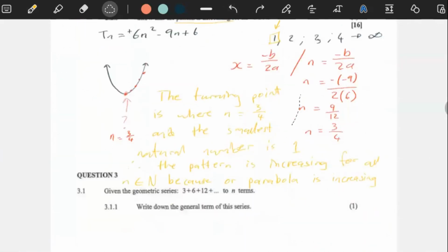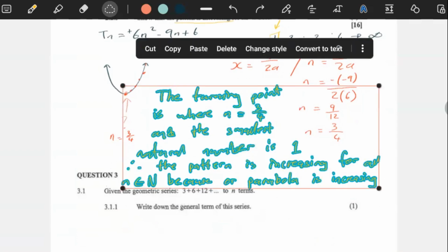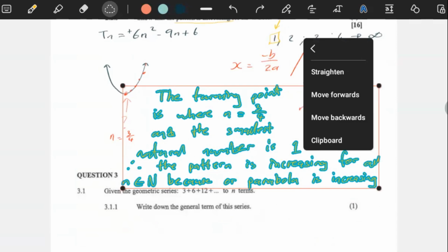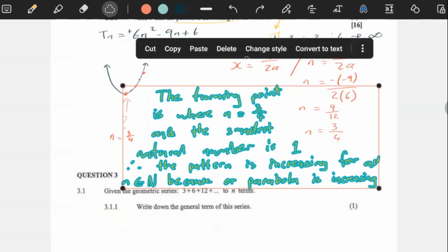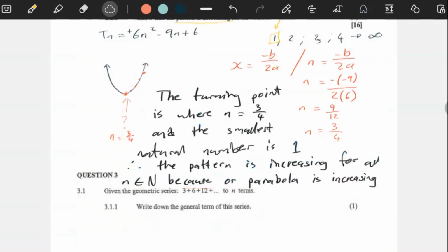Okay, let me just recolor this, in case the white is a bit too much. Let's change the color. Whoa, change style, please. Let's even make it black. There you go. So we can move on to question number 3.